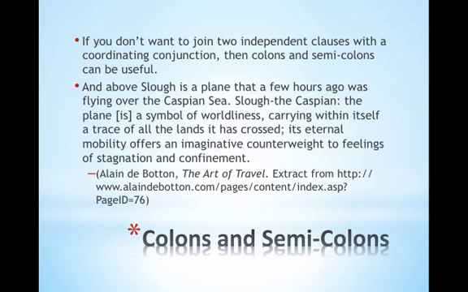It's an independent clause. Let's take a look at the second sentence. "Slough, the Caspian, the plane is a symbol of worldliness, carrying within itself a trace of all the lands it has crossed. Its eternal mobility offers an imaginative counterweight to feelings of stagnation and confinement." So we've got two pieces of punctuation that I want you to pay attention to, the colon and the semicolon.